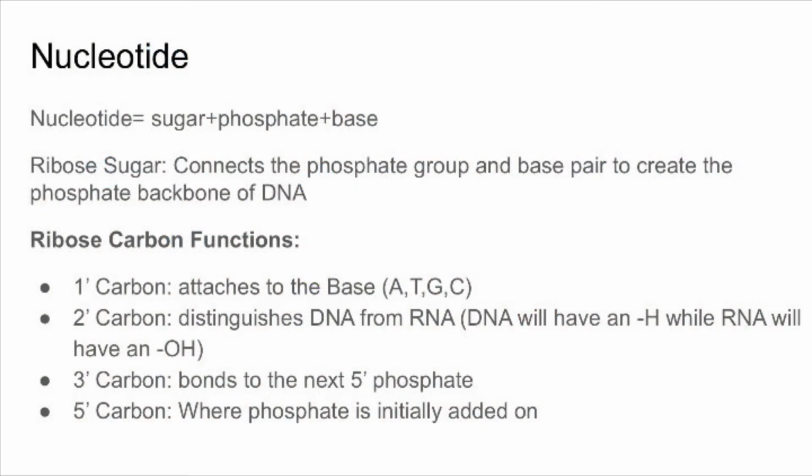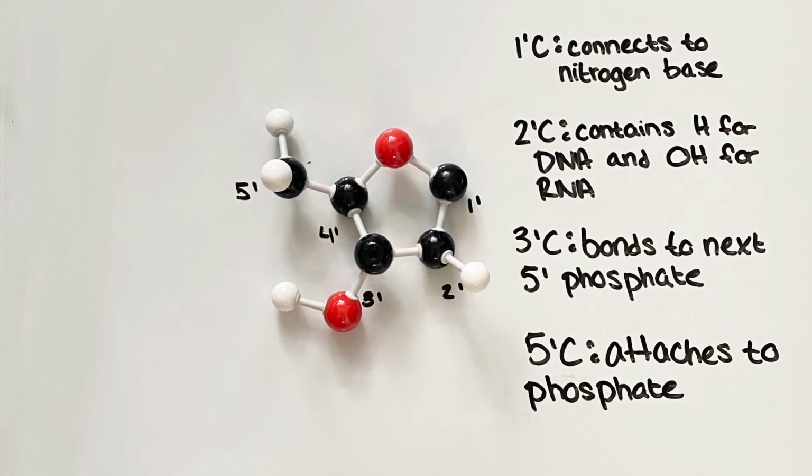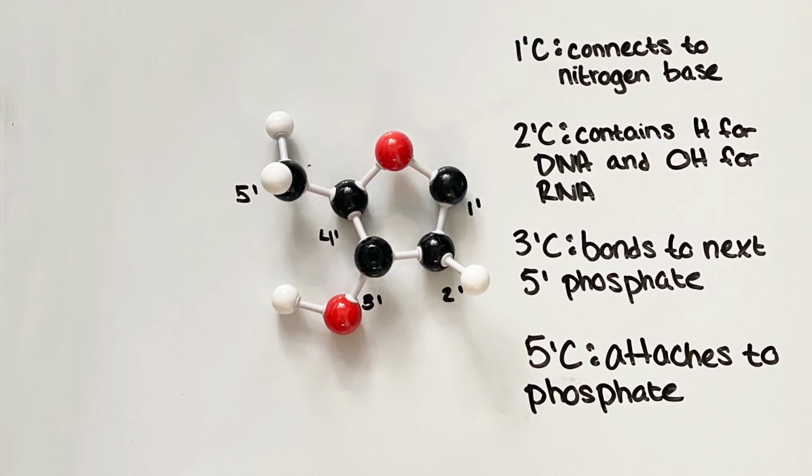Nucleotides are composed of a sugar, phosphate, and base. The ribose sugar connects to the phosphate backbone in the base parent DNA. In the sugar, the first prime carbon attaches to the base. The second prime carbon distinguishes between RNA and DNA. The third prime carbon bonds to the next 5' phosphate, and the 5' carbon is where phosphate is initially added. This is the structure and location of the ribose's carbons.